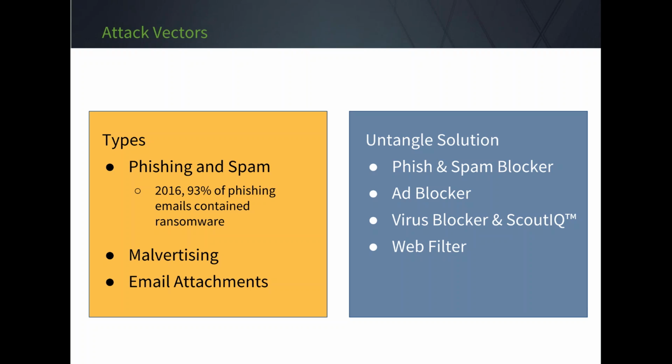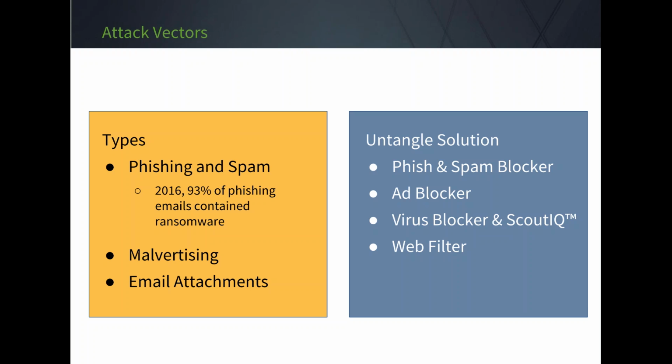So there are a couple of solutions that Untangle has that can help with all of these vectors. Our Phish Blocker and Spam Blocker block email on SMTP and malicious phishing websites. Spam Blocker has a catch rate of over 99.5% while minimizing false positives. Our Ad Blocker blocks ads at the gateway without installing a plugin, which solves the malvertising types of attacks that I mentioned.